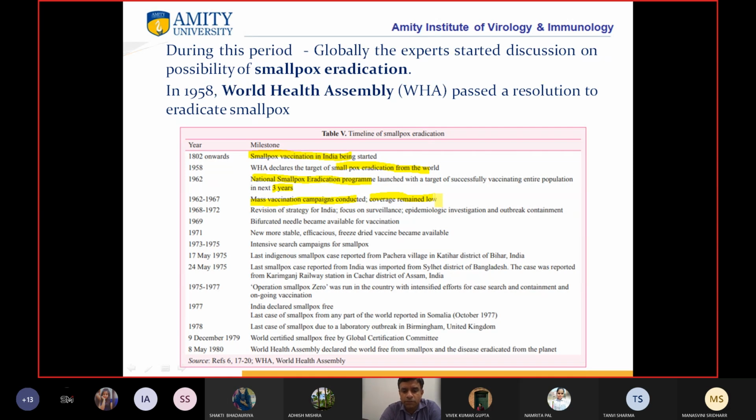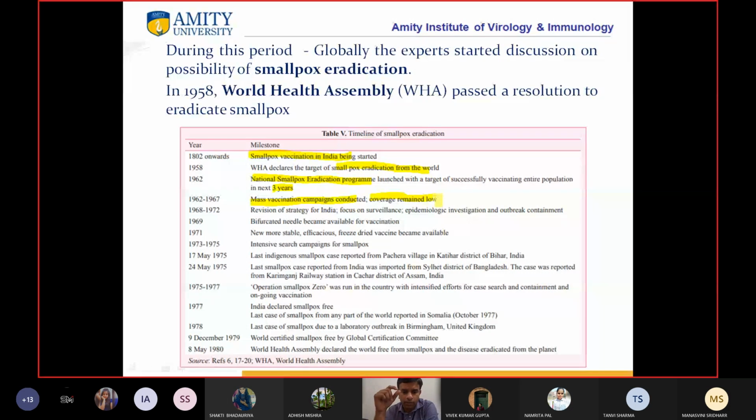Okay, so from 1968 there was a revision of strategy for India. The focus was on surveillance, epidemiological investigation, and outbreak containment. Right. So obviously, the government needed to revise its policies, right? And then in 1969, the bifurcated needle became available for vaccination. So that was a change.